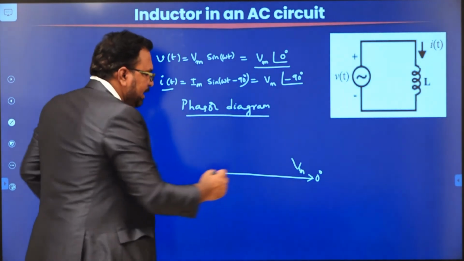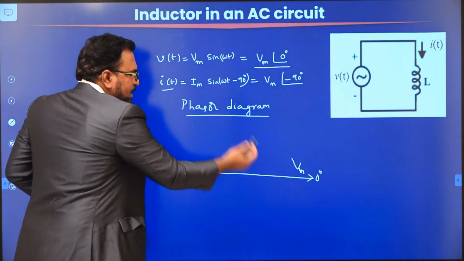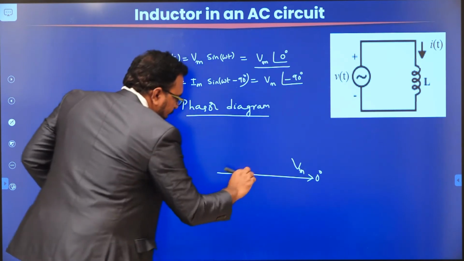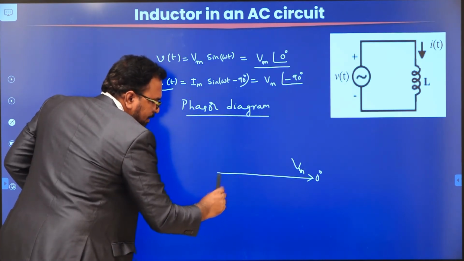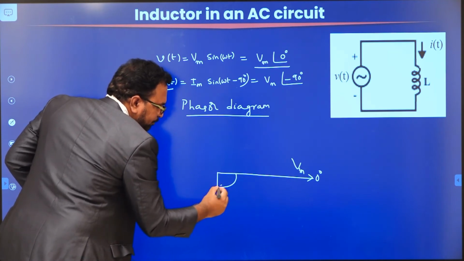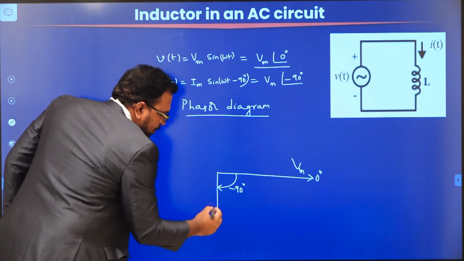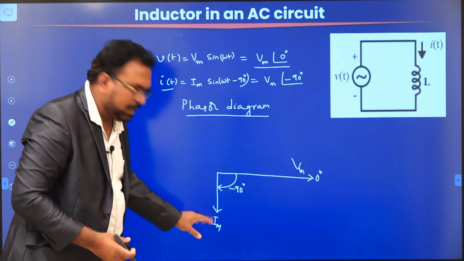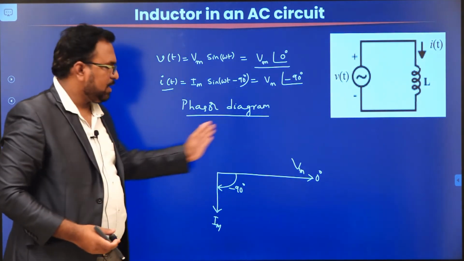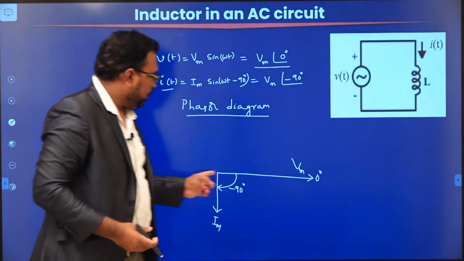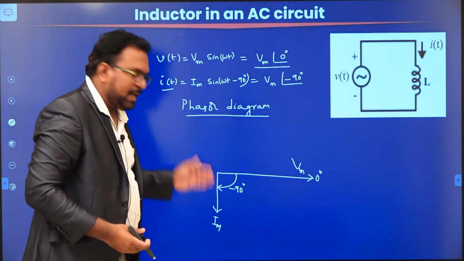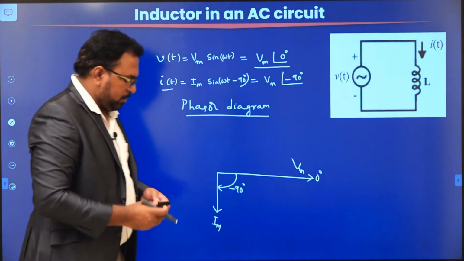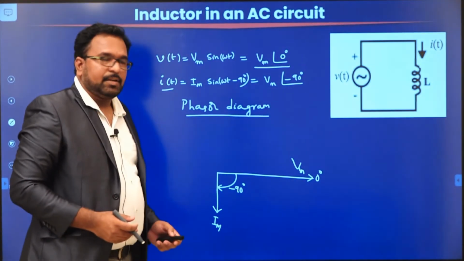Minus indicates that it is rotating clockwise. Already told you that plus indicates anti-clockwise, minus indicates clockwise. Since we got minus 90, the vector has been rotated by 90 degrees clockwise. So like this. So this is the magnitude Im. So the length of this vector is called Im. And finally we are going to call this one the phasor diagram. So voltage will be along 0 degrees, current will be along minus 90 degrees. The phase difference between both is 90 degrees. So I think you are very much clear about the inductor in an AC circuit.